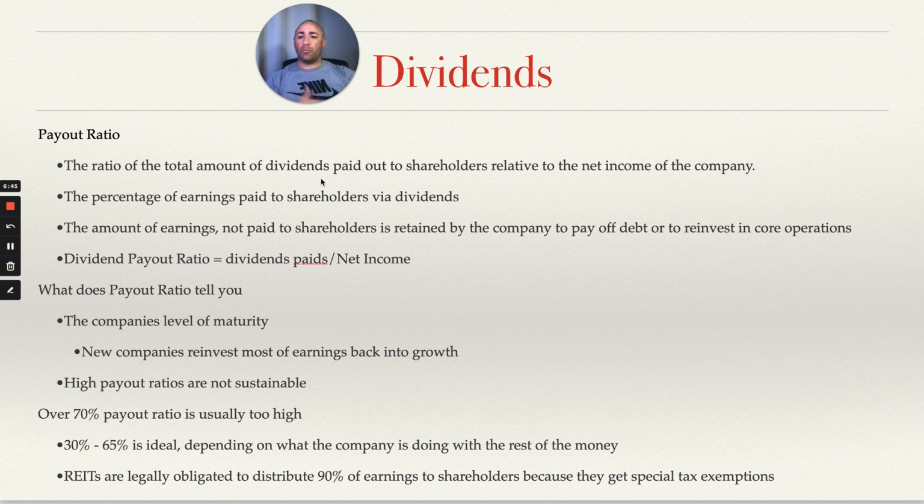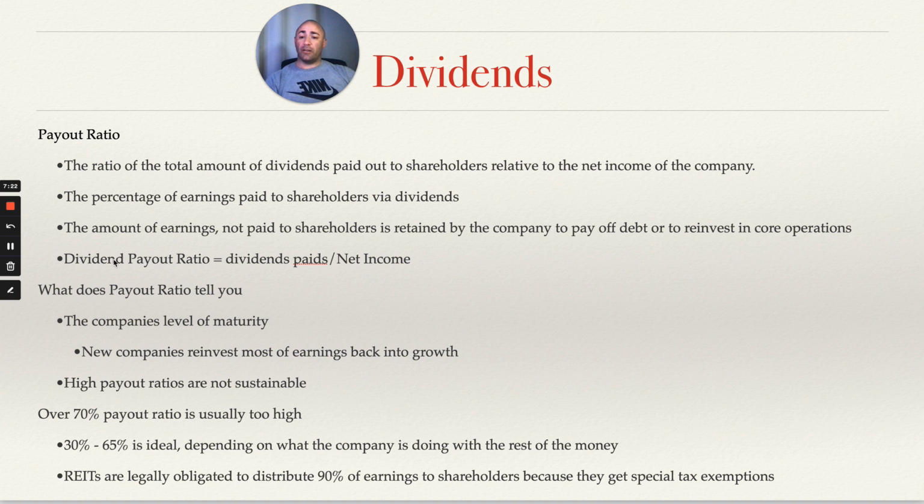So the payout percent actually means something, so you have to do your due diligence. You have to understand how much they are paying out and where they are reinvesting the other money, right? The payout ratio is the percentage of earnings paid to shareholders via dividends, and the earnings not paid out are retained by the company. If they pay out 30 million of the 100 million of net income, the rest is retained to pay off debt, reinvest into core operations, acquisitions, or something of the sort, right?